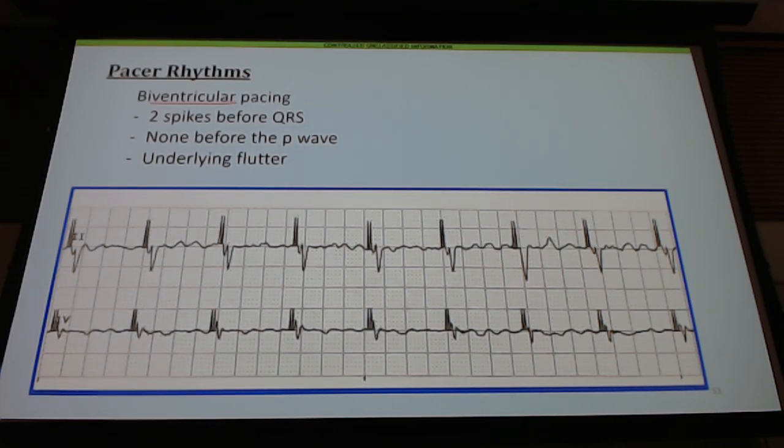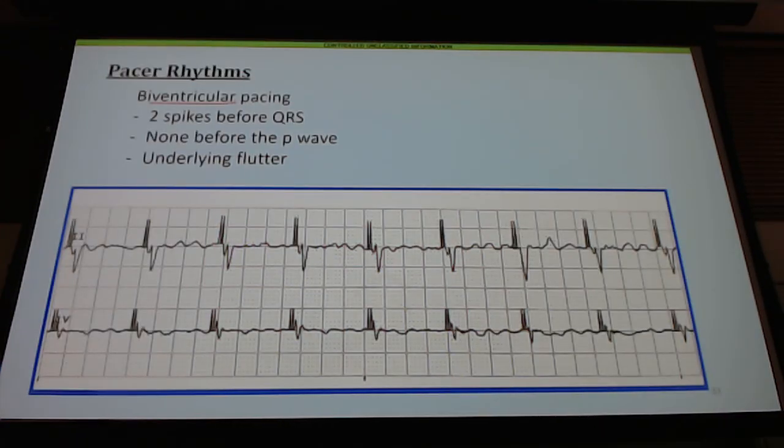So this would be in a situation of, say, the bundle branches are not functioning properly. So even if I were to put a lead in the right ventricle, there would be a delay in response to the left ventricle. So to get rid of that delay, let me put a lead in both ventricles to coordinate that squeeze and that response. So just an example of a biventricular pacing.